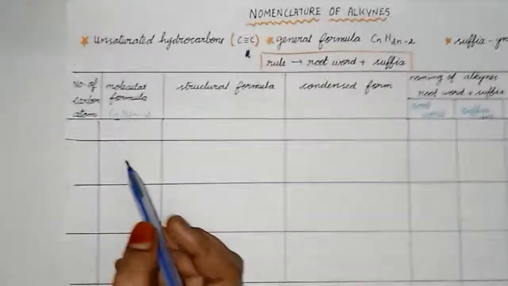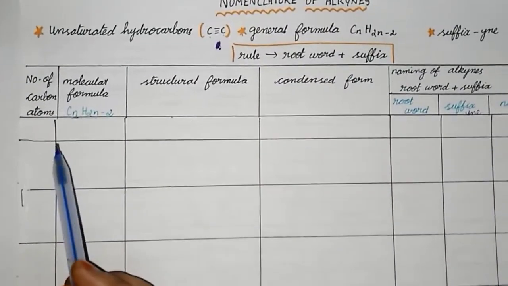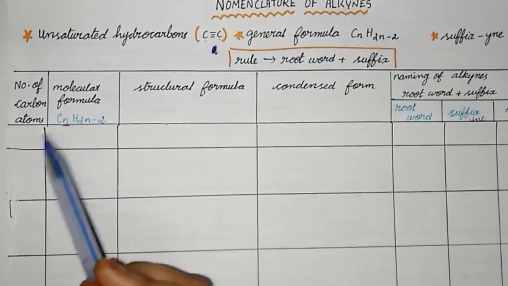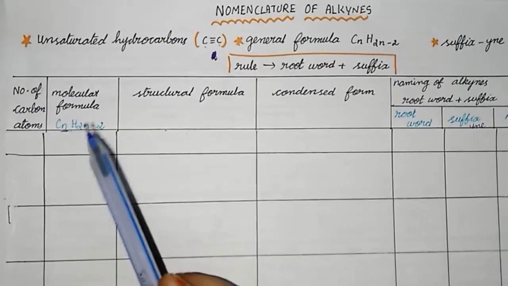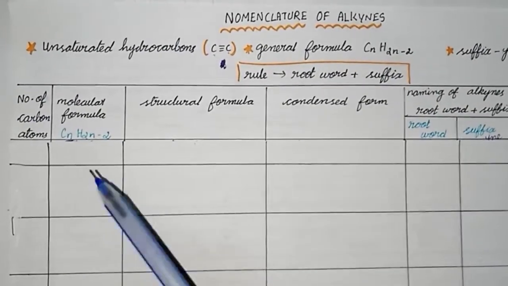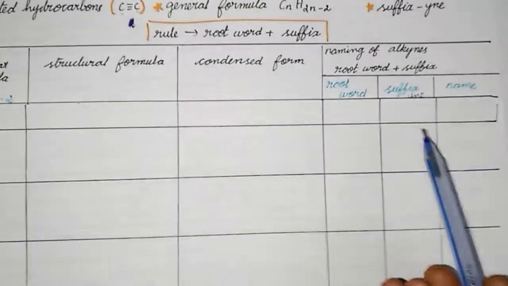Okay. So first, the number of carbon. The table format contains the number of carbon atoms and the molecular formula. How do we generate the molecular formula? From the general formula, we can vary the number of carbons and get the molecular formula. Then the structural formula, condensed form, and short form. Naming of alkynes: root word plus suffix, we get the name for alkynes.